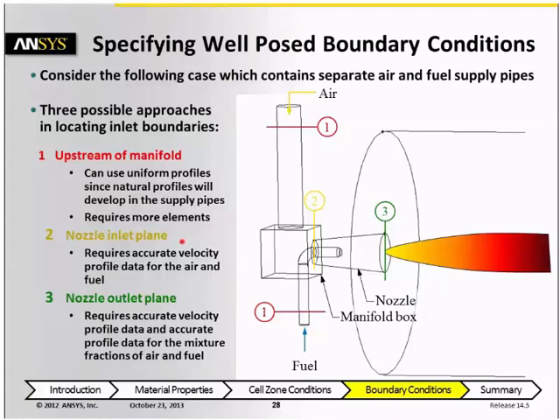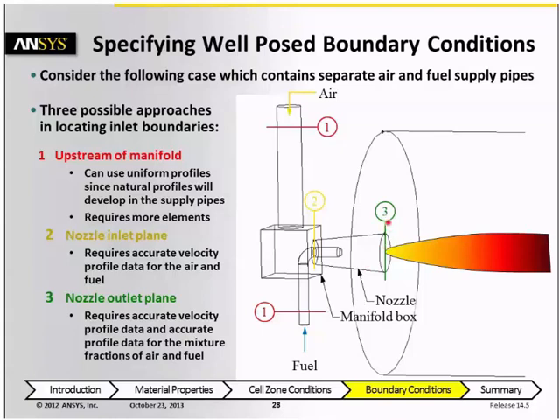The second choice, which is shown here in yellow, is to use a plane that passes through the supply pipe and through the nozzle. At this location, the air and the fuel are still separated, which is beneficial, but it would require accurate velocity and turbulence profiles, because without accurate profiles here, the solution won't be able to correctly predict the mixing, and then subsequently it can't accurately predict the combustion. So in order to place your inlet at location number 2, you do have to have accurate velocity profile data.